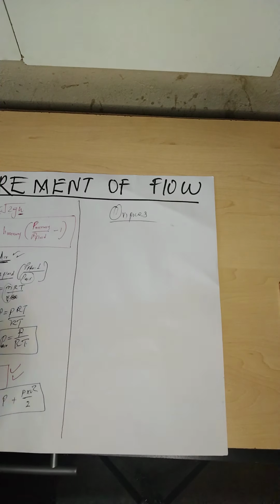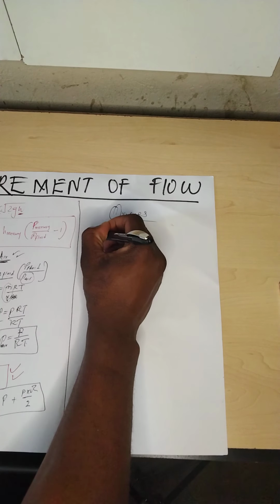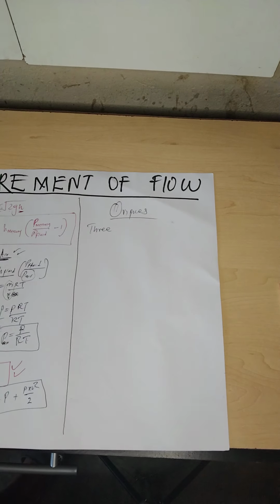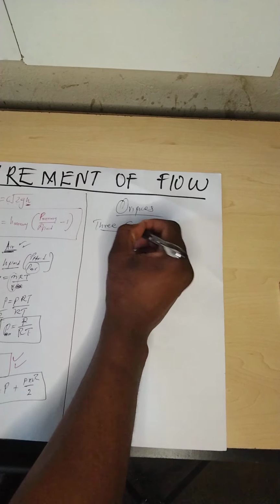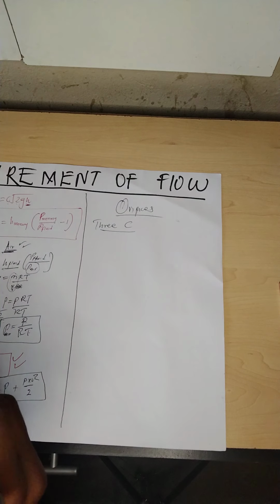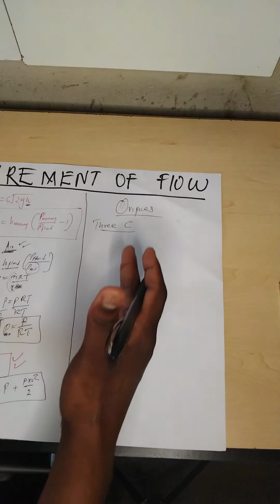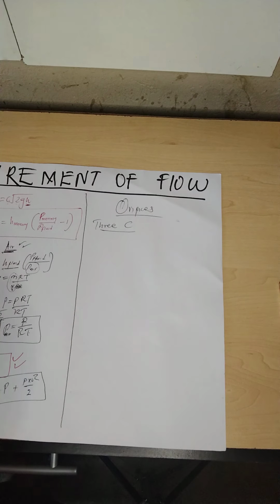When we look at orifices, we always work on something called the 3C. In order to find your 3C, remember, your 3C is what? Coefficient of velocity, coefficient of contraction, coefficient of discharge. We always work on it.